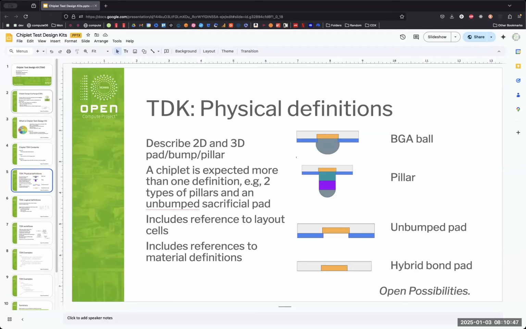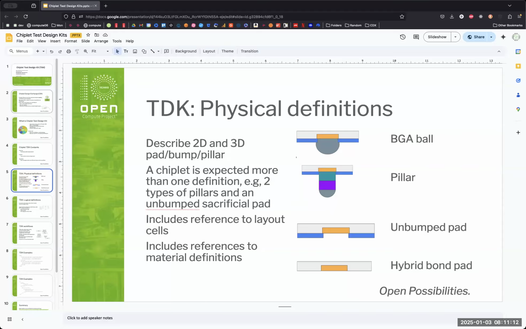Those unbumped pads are actually different than hybrid bond pads in the sense that typically the unbumped pads may have multiple layers and they will not be fully flat. Hybrid bond pads, on the other hand, will be just copper and it's supposed to be fully flat so that it can bond to the next level silicon.